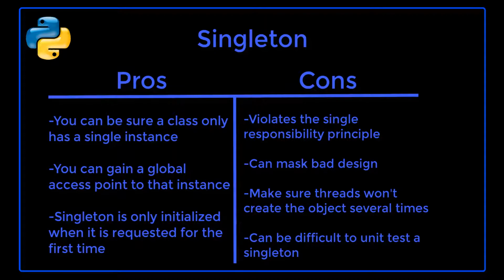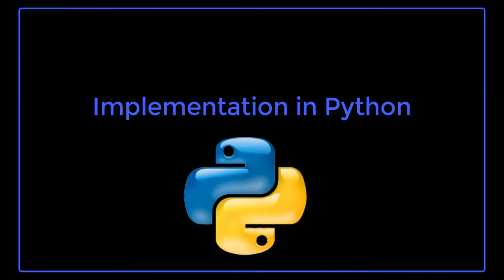Let's look at the pros and cons of using the Singleton design pattern. Advantages of this pattern are that you can be sure a class only has a single instance, you can gain a global access point to that instance, and the singleton is only initialized when it is requested for the first time. The weaknesses of this pattern are that it violates the single responsibility principle, can mask bad design, and with multi-threading, we have to make sure that threads won't create the object several times, and it could be difficult to unit test the singleton.